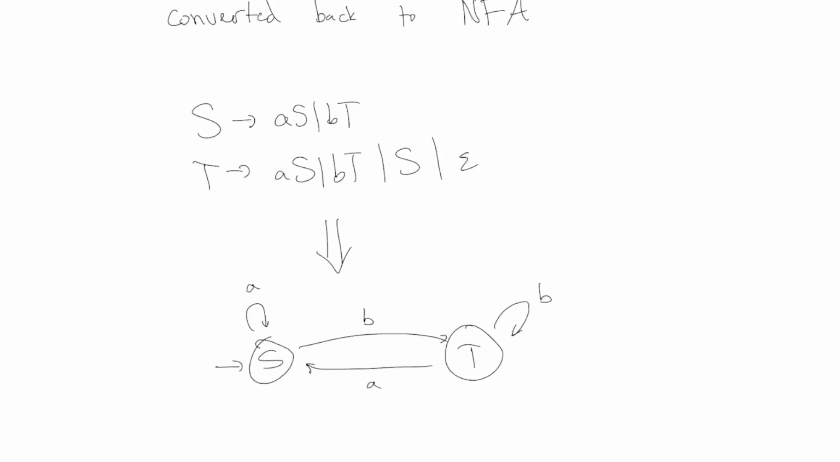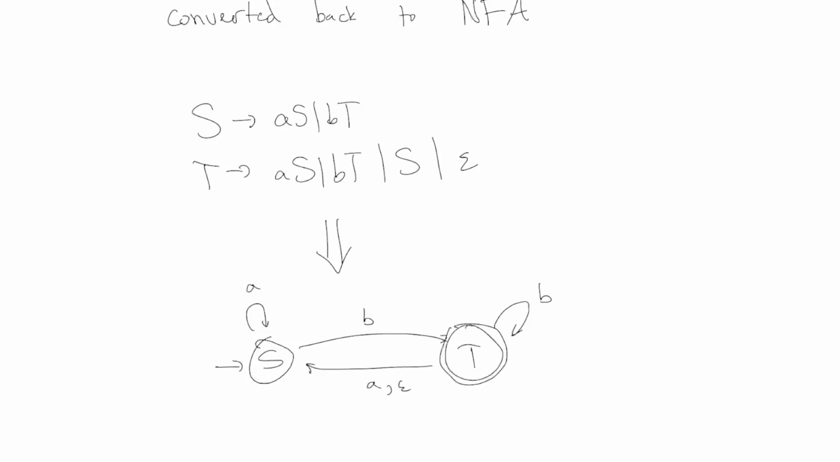T goes to S, how would I indicate that on this diagram? Yeah, that's an epsilon arrow going from T to S. So actually I can just sneak that in like that. There was already an arrow going from T to S, so I put an epsilon on it. And then T goes to epsilon, how do I represent that on the diagram? Yeah, that means that T is an accepting state. There you go. All right.